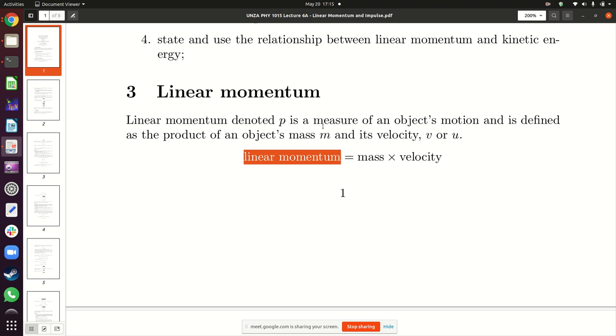So we give a number to how an object is moving by using the mass of the object and the velocity with which this particular object is moving. There is some physical quantity we assign to this whole thing.